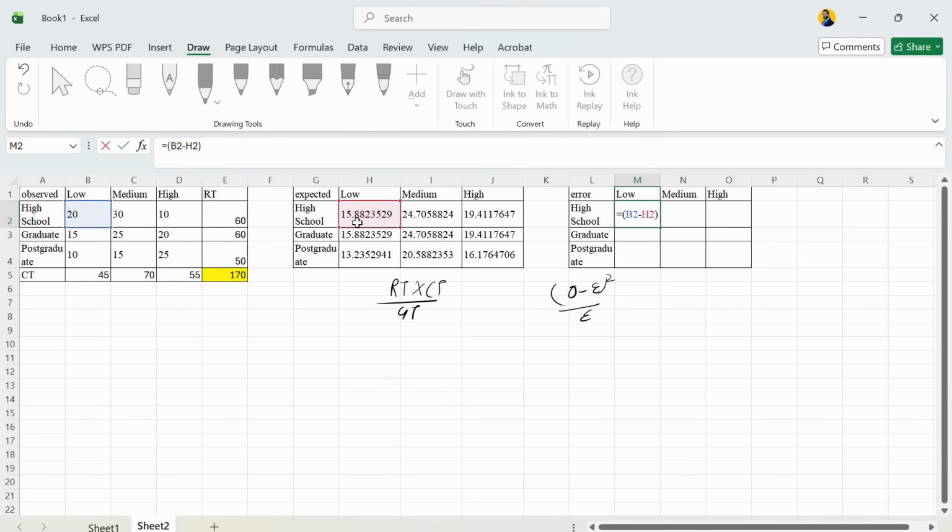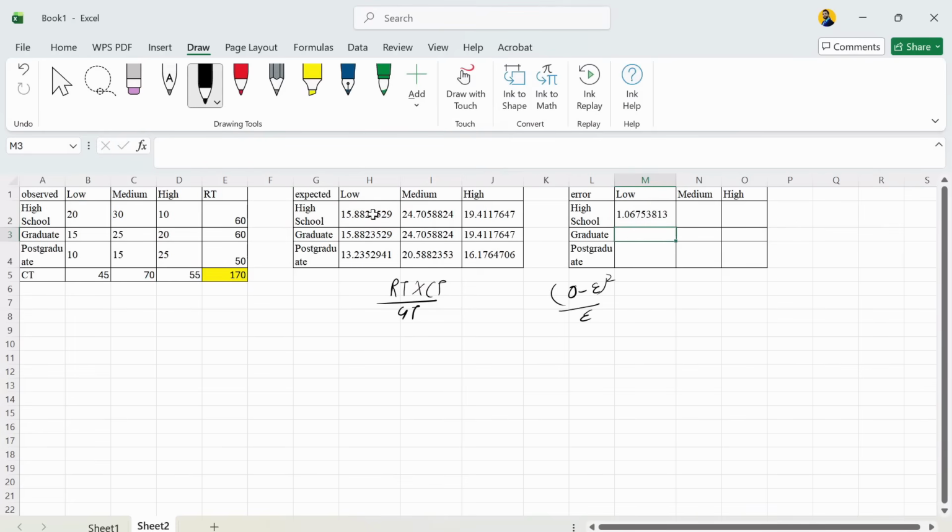Bracket, square, then division by expected. So expected is again this same one, and now enter. You will get your value, and here you can easily just drag these values. There is no need to put the dollar sign and all. So this is our third column, third table.